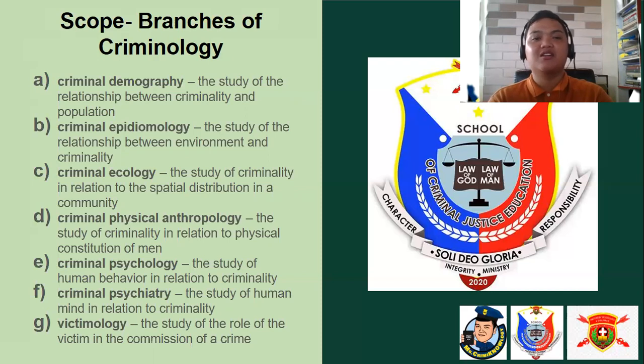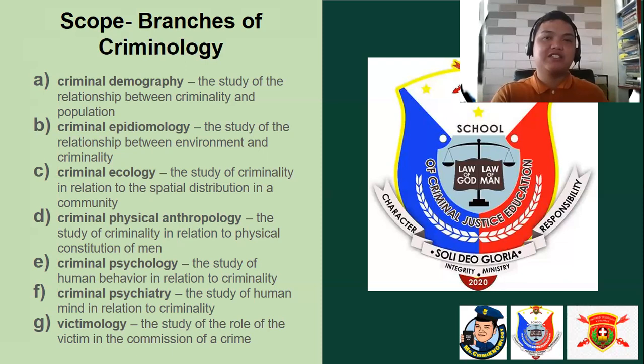And also we study criminal ecology, the study of criminality in relation to the spatial distribution in a community. Criminal physical anthropology, the study of criminality in relation to the physical constitution of man. We also study criminal psychology, the study of human behavior and its relation to criminality. And also criminal psychiatry, the study of the human mind in relation to criminality. And of course, victimology, the study of the role of the victim in the commission of crime.